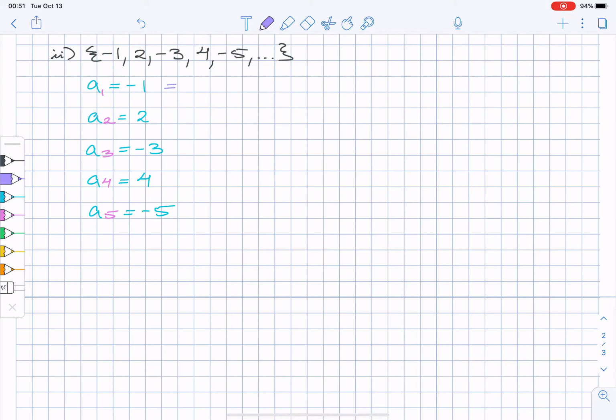I claim that this is negative 1 times 1, which is the counting number there. I claim that this one can be thought of as negative 1 squared times 2. I claim that the next one can be thought of as negative 1 cubed.